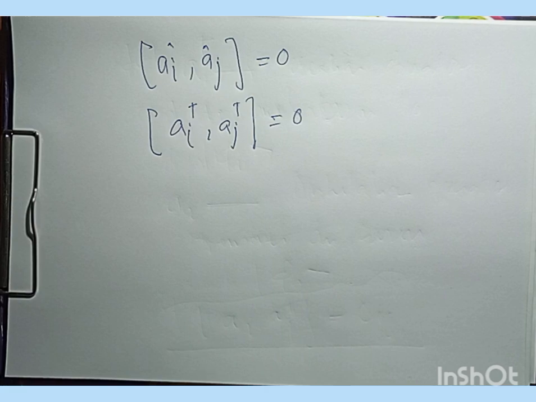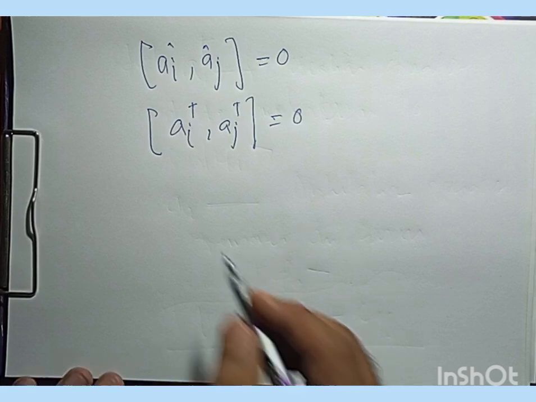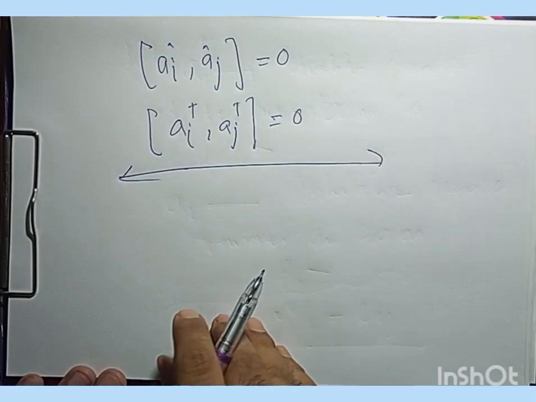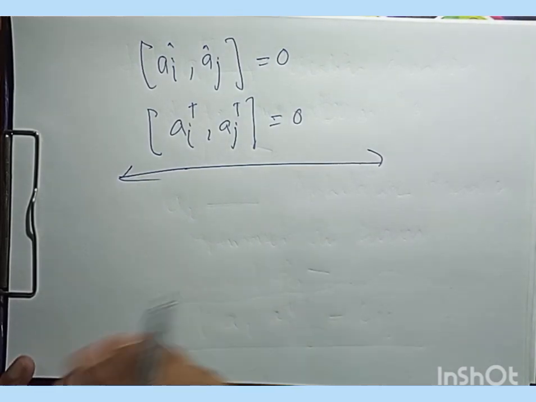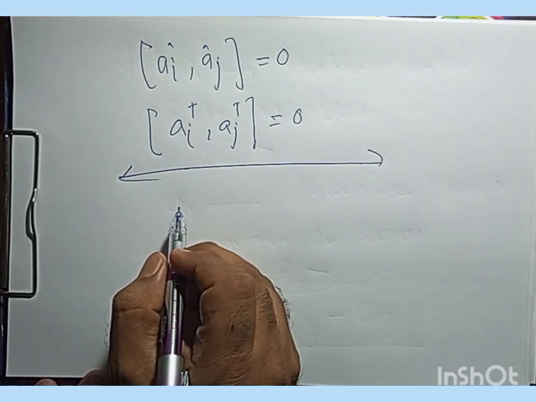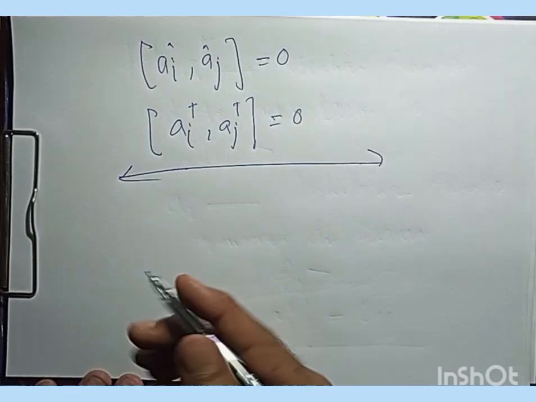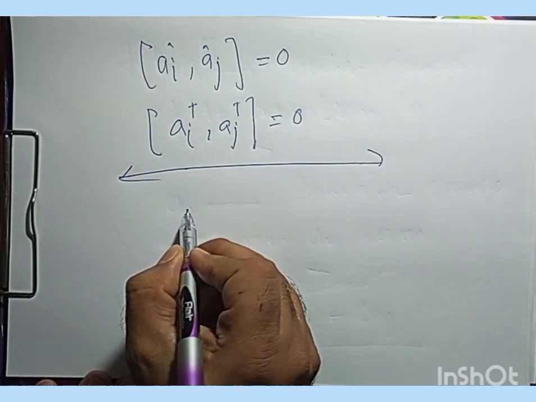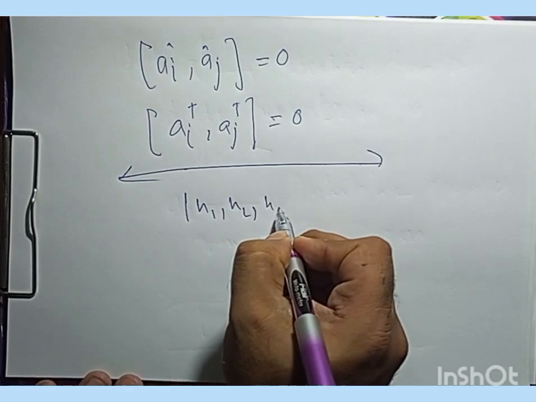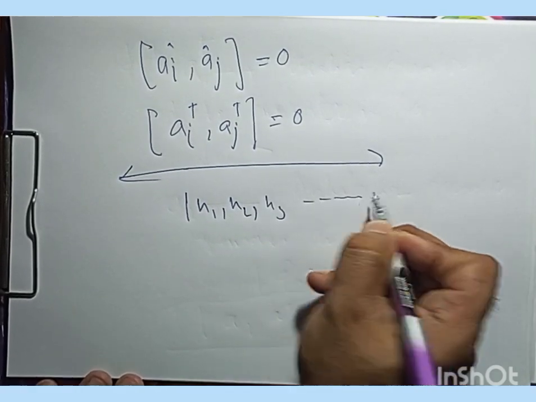Now, the state of the system is described by the occupation number. All right, and we have a general state in the second quantization formalism, and that general state we can write like n1, n2, n3, and so on and so forth.